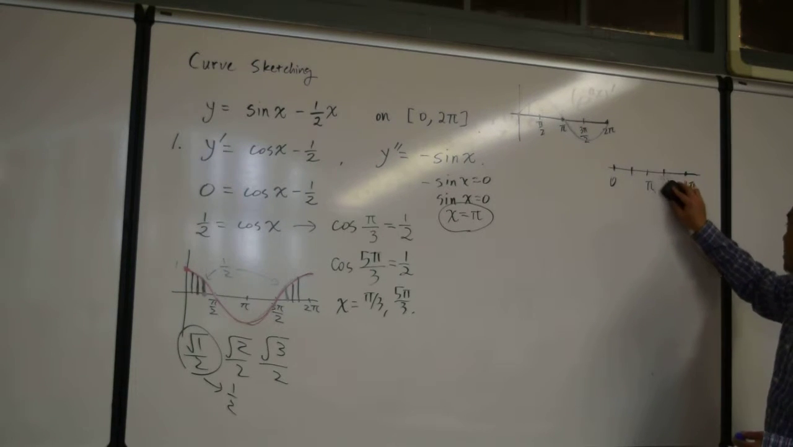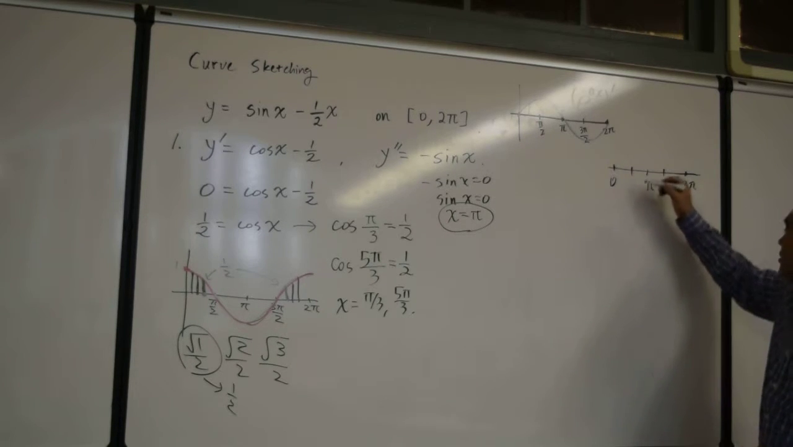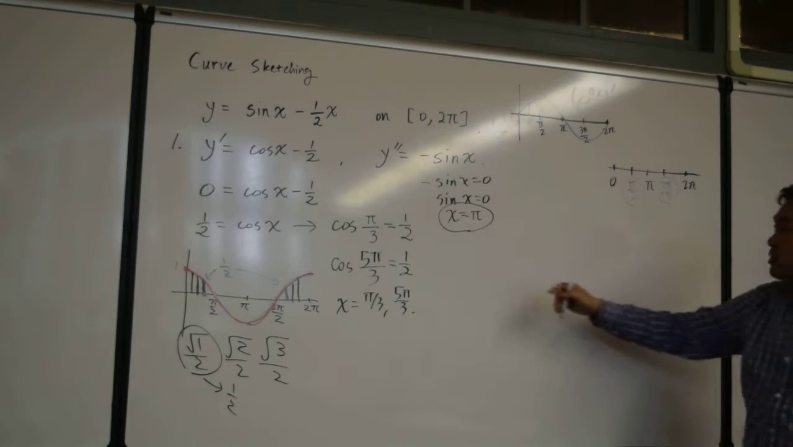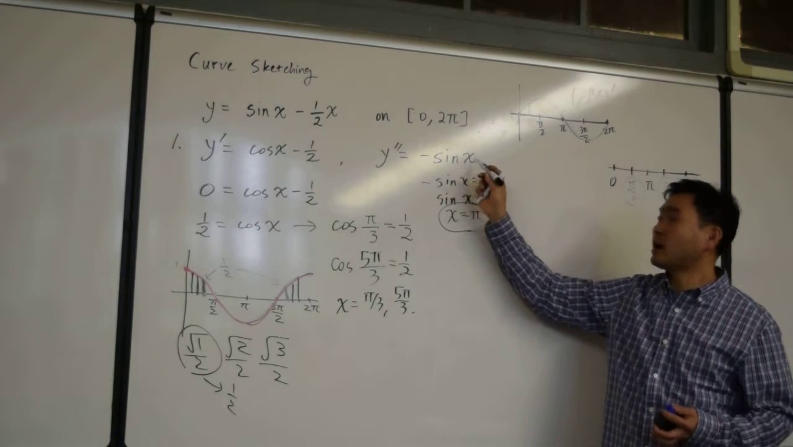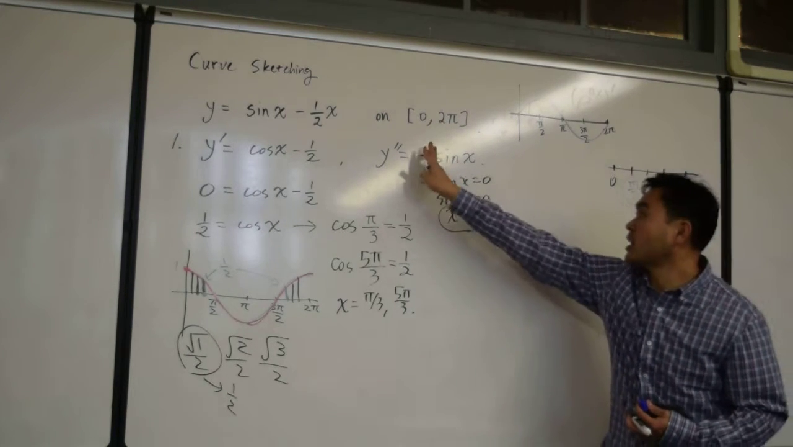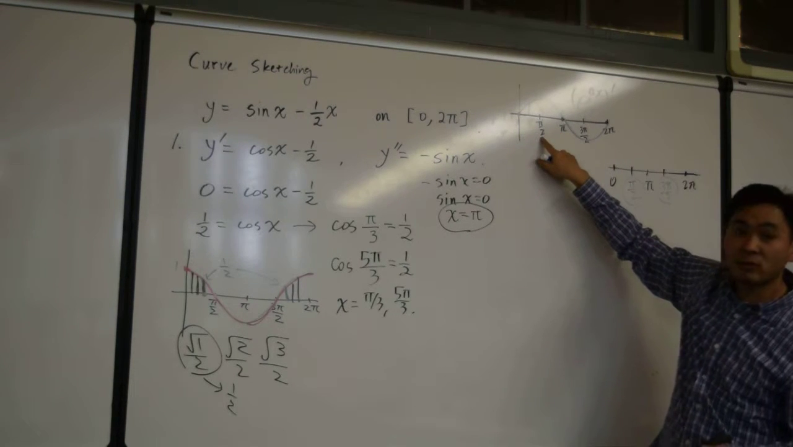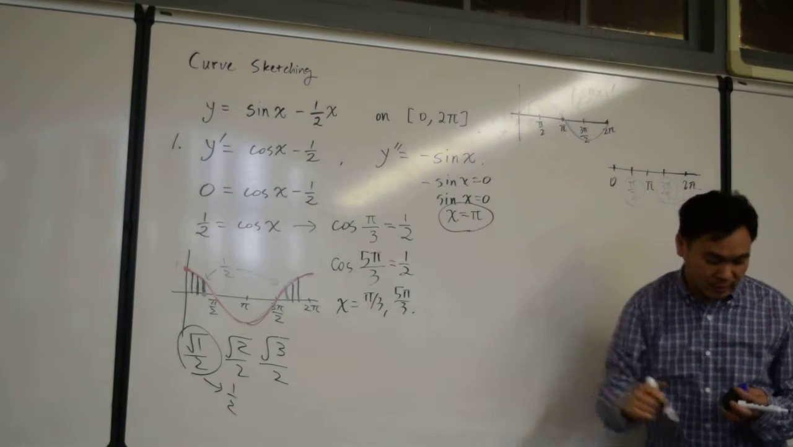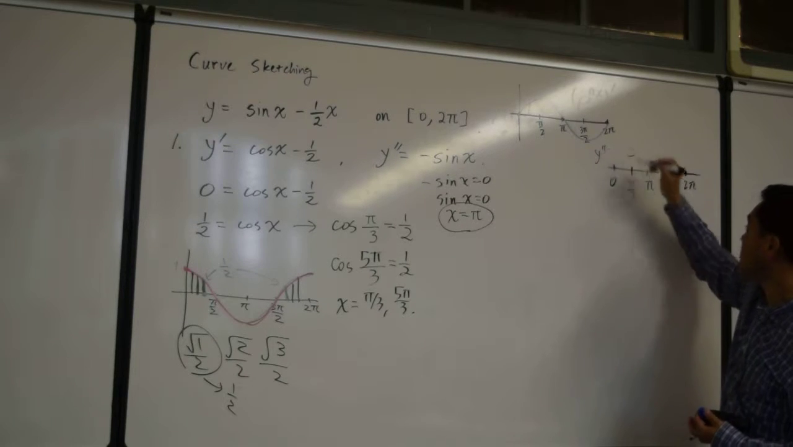So I guess the easy values to pick between them are, say, pi over 2 and 3 pi over 2 as test values for y double prime. What's negative sine of pi over 2? First, what's sine pi over 2 according to this graph? Sine pi over 2 is 1, right? So if you put a negative in front, you get negative 1, which means y double prime is negative.